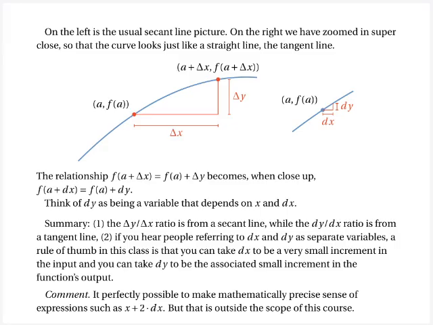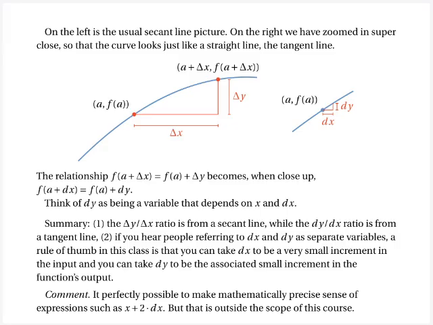And if you hear people referring to dx and dy as separate variables, as you might, for example, in a physics class, a rule of thumb for us is that you can take dx to be a very small increment in the input. So the way I think of it is 10 to the minus 5. And of course, that's impossibly vague, but I'll just say 10 to the minus 5. And you can take dy to be the associated small increment in the function's output.